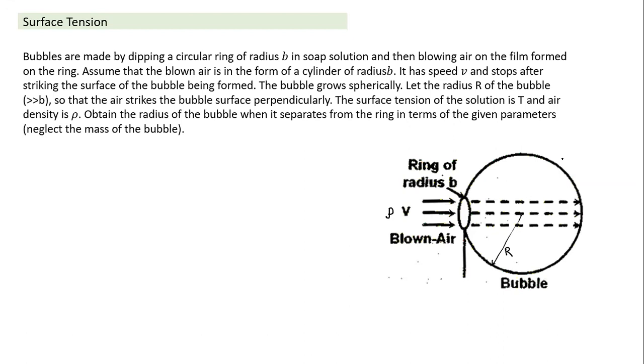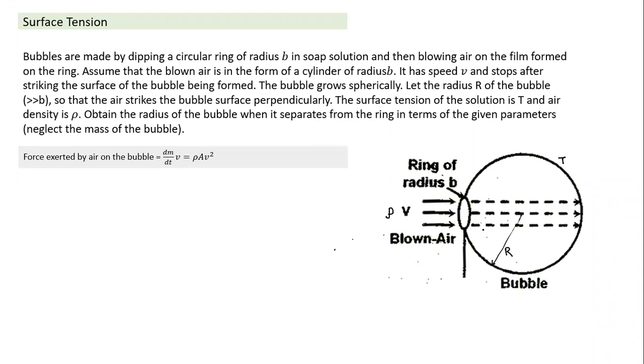And of course, the surface tension of the material of the bubble. Okay, so how do you find the radius of the bubble when it separates from the ring, in terms of the given parameters? So let's look at this question also. The force exerted by air on the bubble. So now I'm considering the bubble as my system.